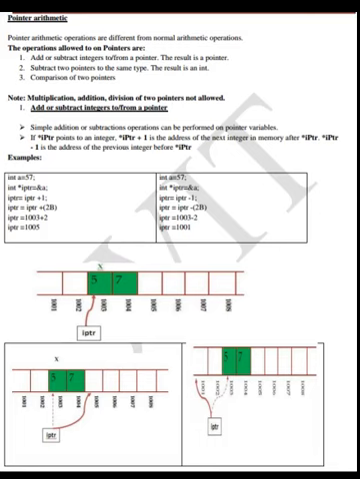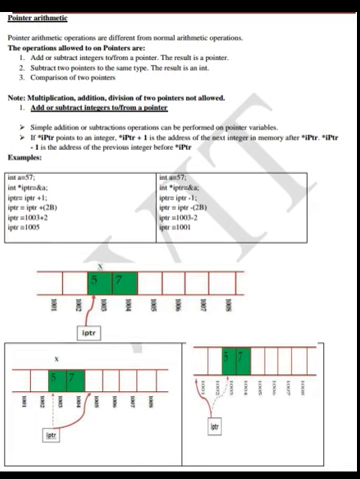Pointer arithmetic. Pointer arithmetic operations are different from normal arithmetic operations. The operations allowed on pointers are: add or subtract integers to or from a pointer, the result is a pointer; subtract two pointers of the same type, the result is an int; and comparison of two pointers. Note: multiplication, addition and division of two pointers are not allowed.